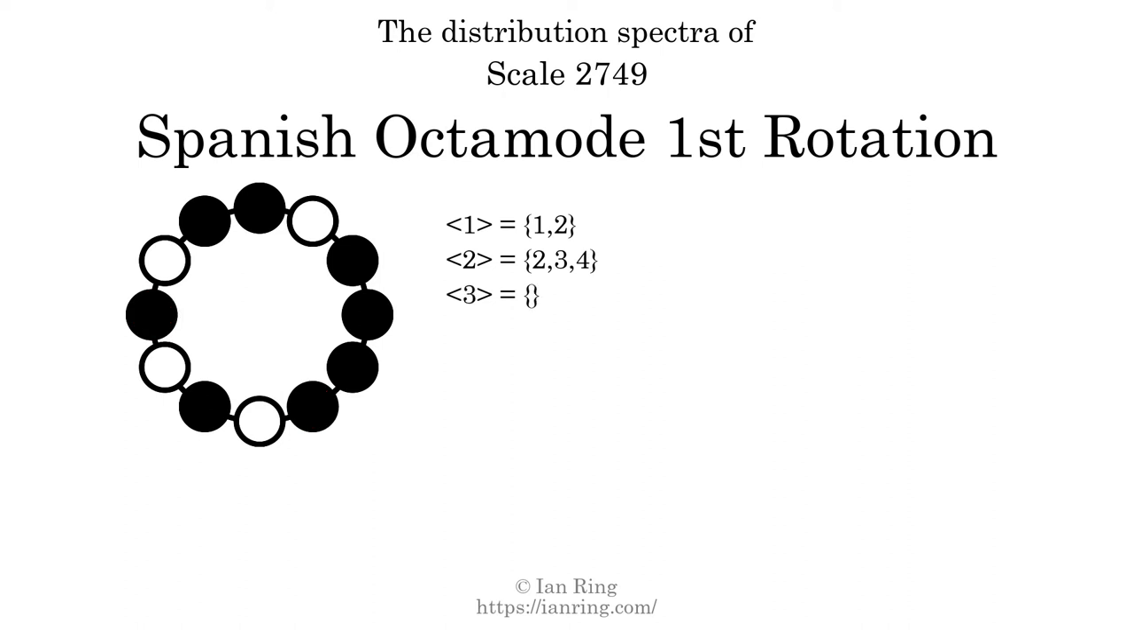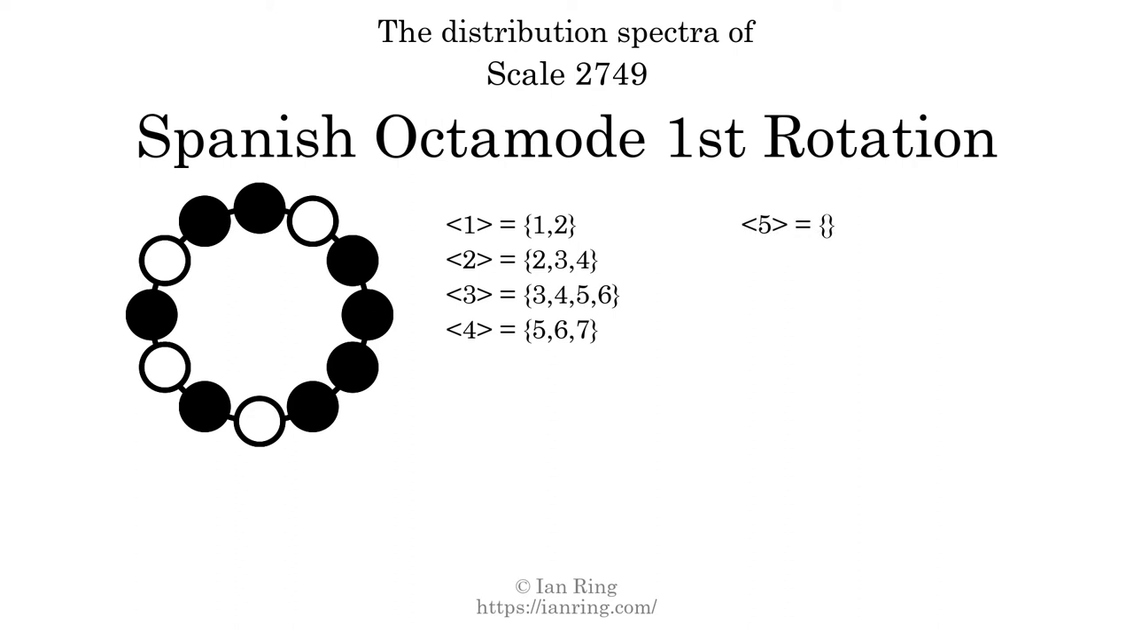The generic interval of three scale steps comes in four different specific interval sizes, three semitones, four semitones, five semitones, and six semitones. The spectrum width of this generic interval is 3. The generic interval of four scale steps comes in three different specific interval sizes, five semitones, six semitones, and seven semitones. The spectrum width of this generic interval is 2.